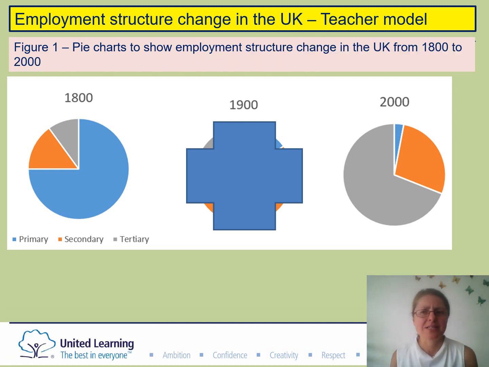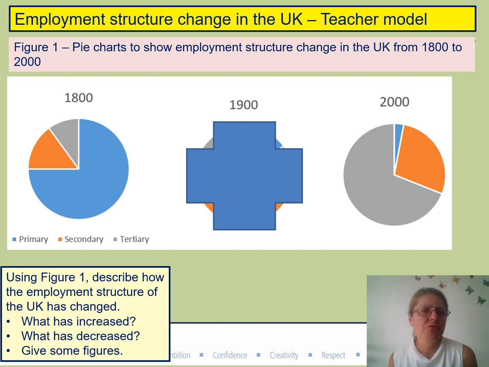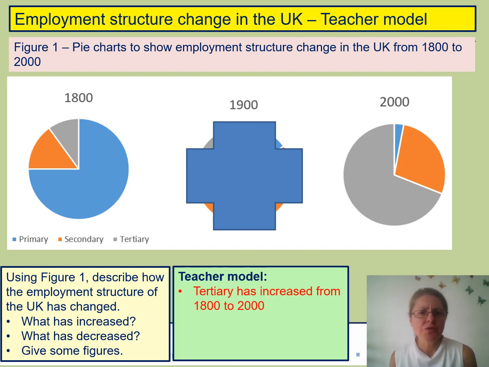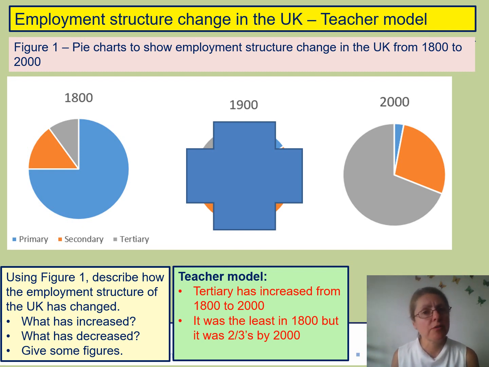So let's look at the answers. If I was describing the change, I would say the following. The tertiary industry, the grey area, has increased the most from 1800 to 2000. I might jump down and use some figures to back up what I'm saying. It was the least in 1800, but by the year 2000, it was employing 2/3 of the population. So it's now the largest sector in terms of employment.